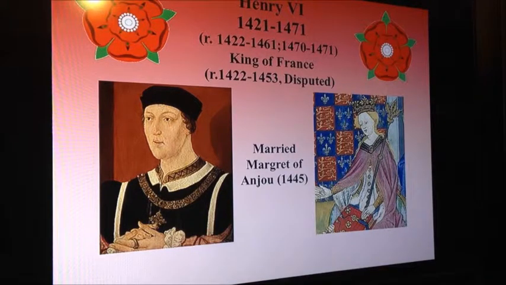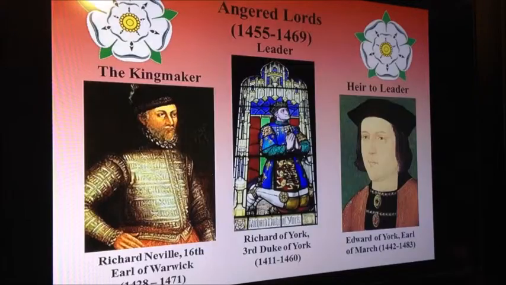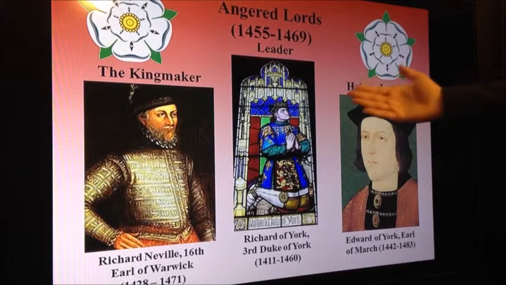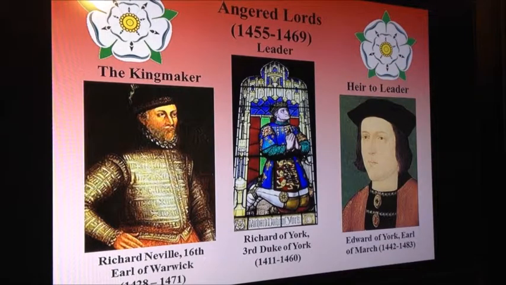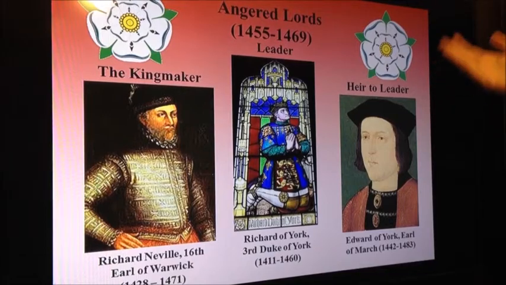Now, before getting into really what happens in the Wars of the Roses, I have to explain a couple more guys who will play key roles in the wars. First, there is the leader of the York faction, Richard of York, the third Duke of York. He's a grandson of Edward III through Edward's fourth surviving son. Then there is his heir, who is also one of the leaders, Edward of York, the Earl of March, and their cousin, whose nickname is the Kingmaker, Richard Neville, the Earl of Warwick.